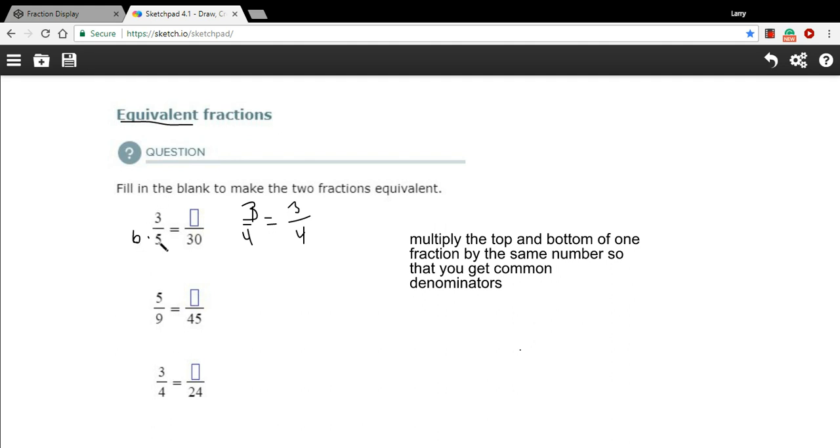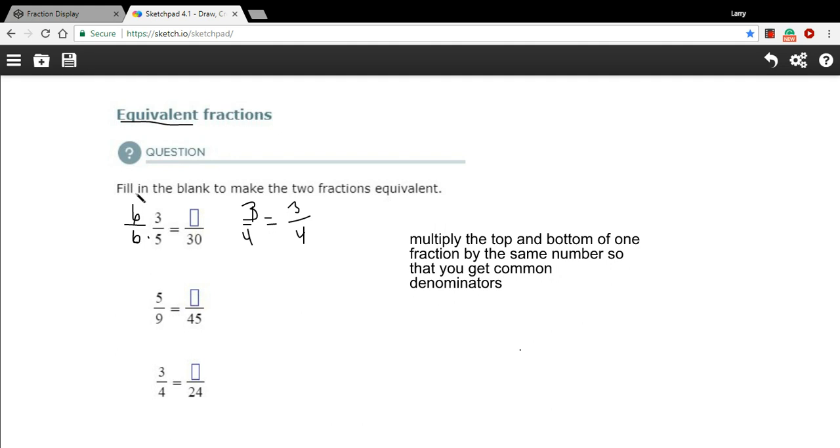I just can't multiply across the bottom and not do anything on the top. That would be a totally different fraction. So I multiply by 6 over 6. This is really the same as multiplying this fraction by the number 1. Anything over itself is 1. So we're not changing the value of this fraction. We're just changing the numbers that we express that value with.